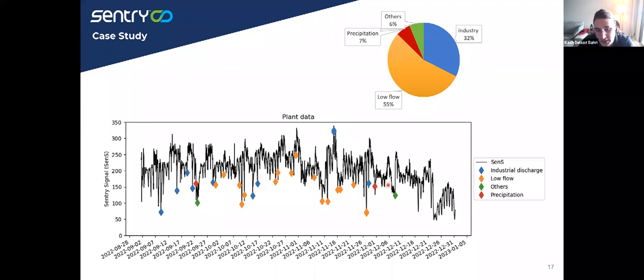Also, we have precipitation or heavy rain events, which again appear as a drop in the signal. And we have other events, which are associated with any process change or signal cleaning. Both of them are shown by green markers, and both of them are drops in the signal.